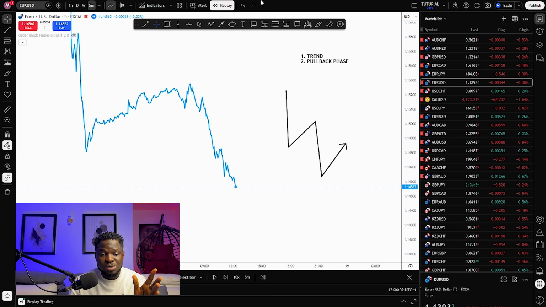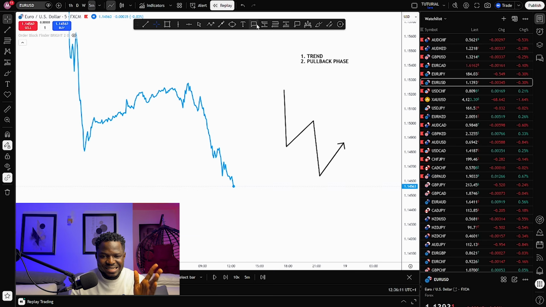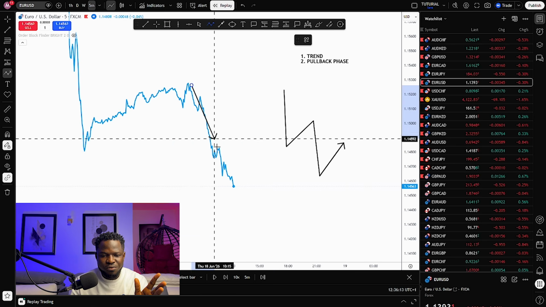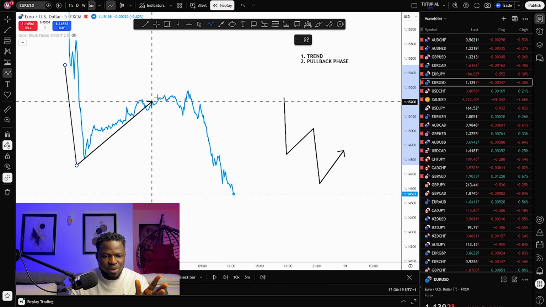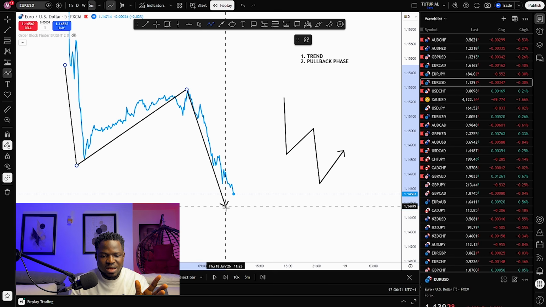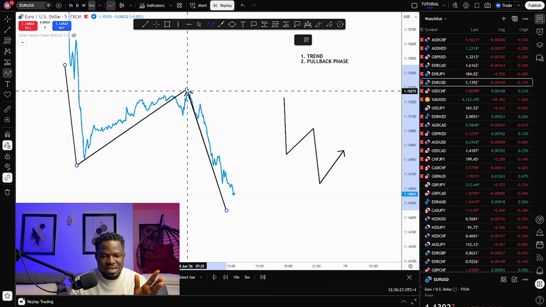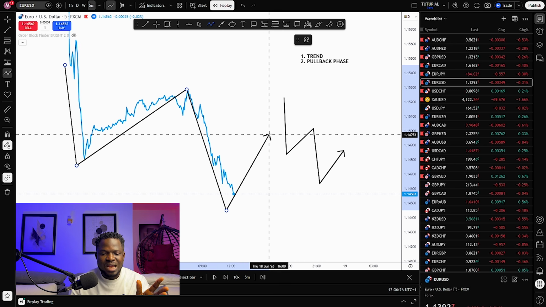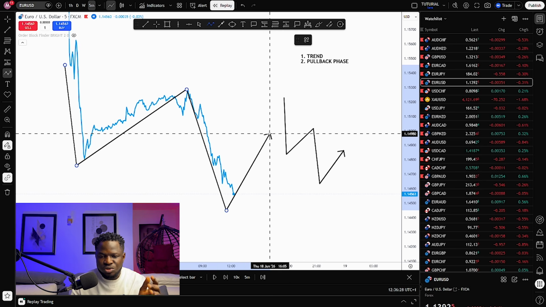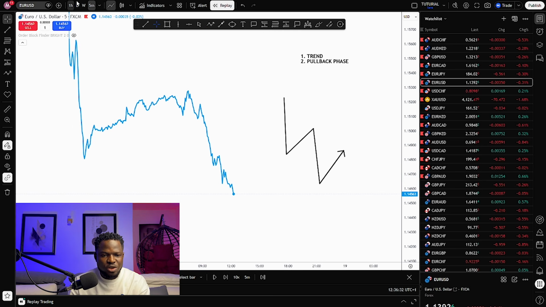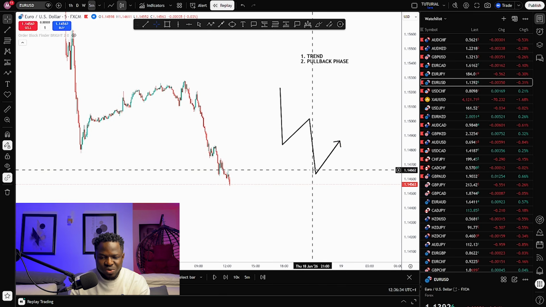Now let me take you to line chart. So this is an expansion phase. After expansion leg here, we have a retracement phase. Then we are now having an expansion leg. After this expansion leg, we should expect another pullback phase or a retracement phase. That is where we are going to apply this our strategy, right?